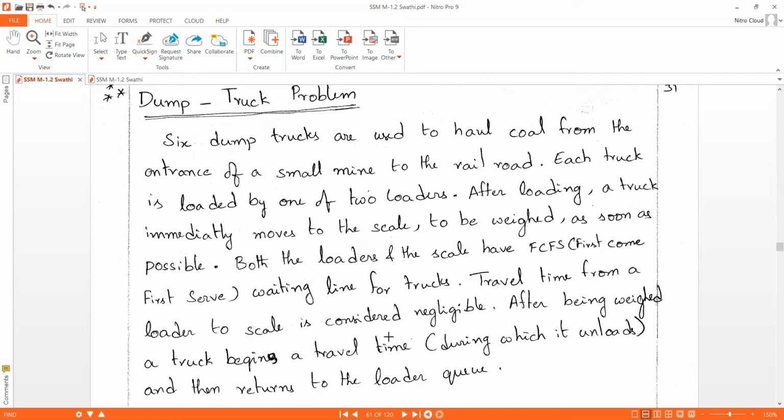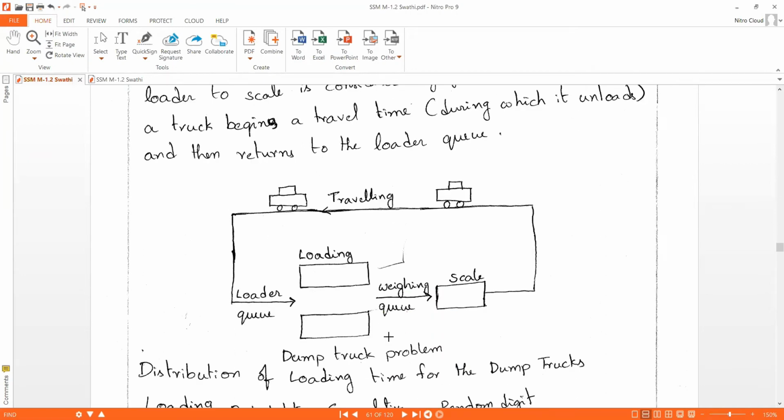This is the dump truck problem. You can visualize how it looks. We have a total of 6 dump trucks, and we have 2 loaders. The loaders have a queue called the loader queue, which follows first come first serve. The truck which comes first to the queue will get loaded first by the loaders. We have 2 loaders.